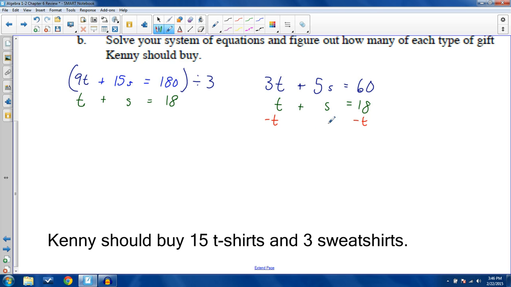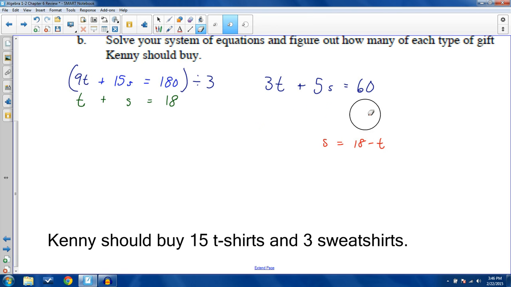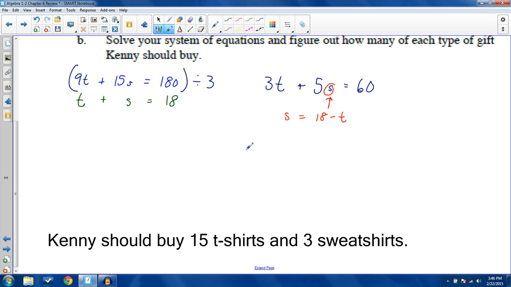18 minus t does not combine. We'll get s equals negative t plus 18, or 18 minus t. Let's just do that. Now that I have a variable isolated, I'm going to take this s value and substitute it. Remember, this is this equation rewritten. I'm going to take this 18 minus t and substitute it in for s in this equation right here. So we'll get 3t plus 5 times 18 minus t, that's s, equals 60.